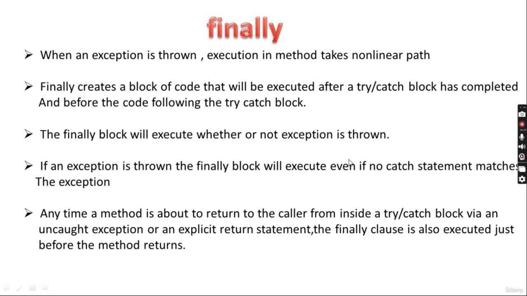If your try catch has an uncaught exception, meaning you have not specified any particular catch block for that exception, or you are explicitly returning with the return keyword, like return and then semicolon, then also finally will be executed. So finally is a guaranteed block of code for the try catch block.